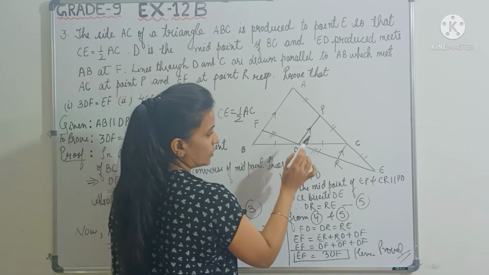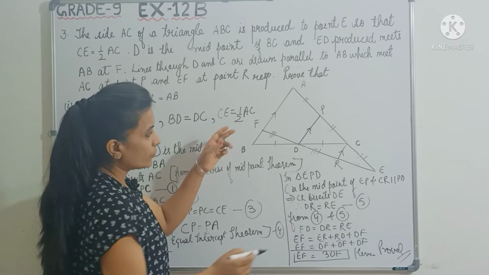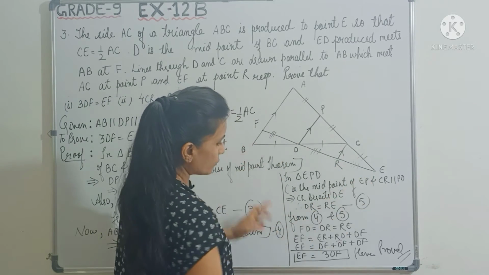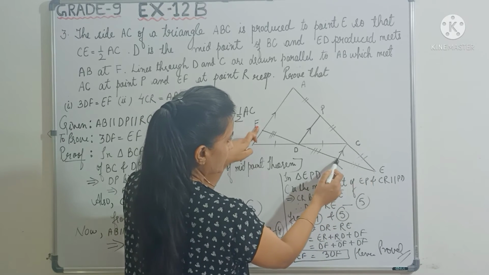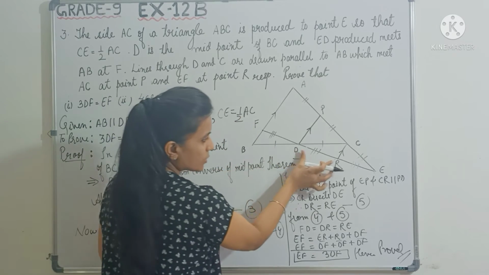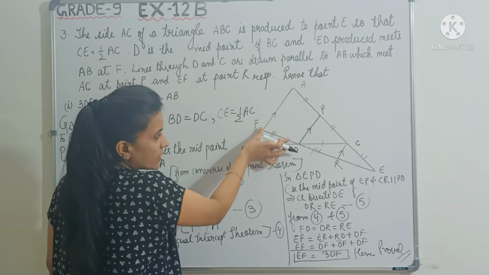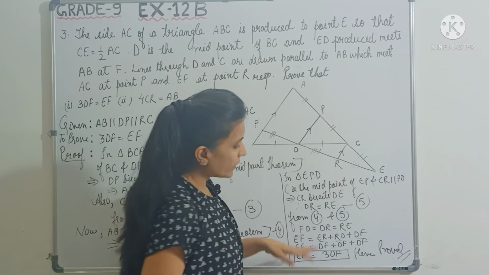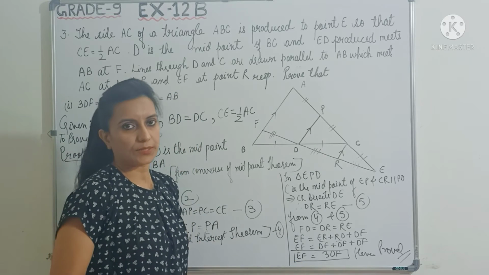FD will be equal to DR will be equal to RE, and then you have to write EF and break it down, right? EF you can write down as ER plus RD plus DF, and then you have to replace these two with DF because we need a relationship between DF and EF, right? So accordingly you will replace and then you will solve it and you will get the required result.